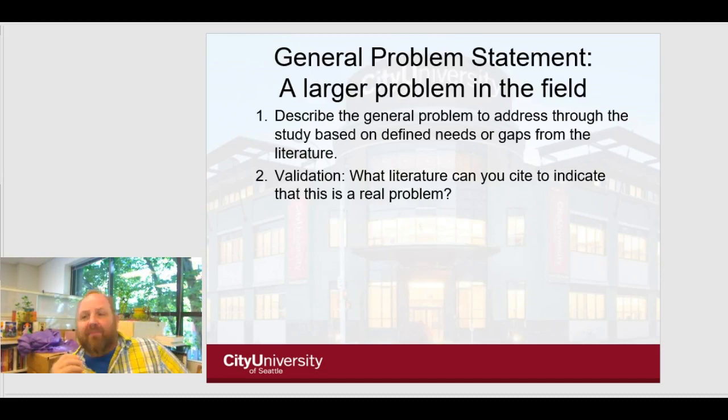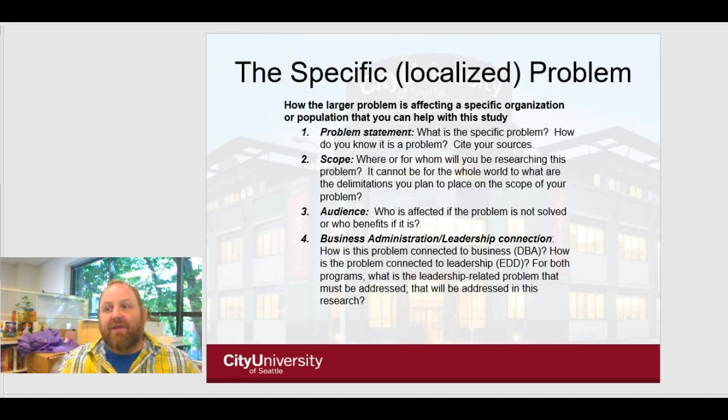The general problem basically needs to come from the literature. The literature needs to say this is a problem that we're seeing in the field. The specific problem then is more localized. This is something that you've seen in your local organization or in your local area, and you've seen it as mirroring the larger problem that you've seen in the greater world.